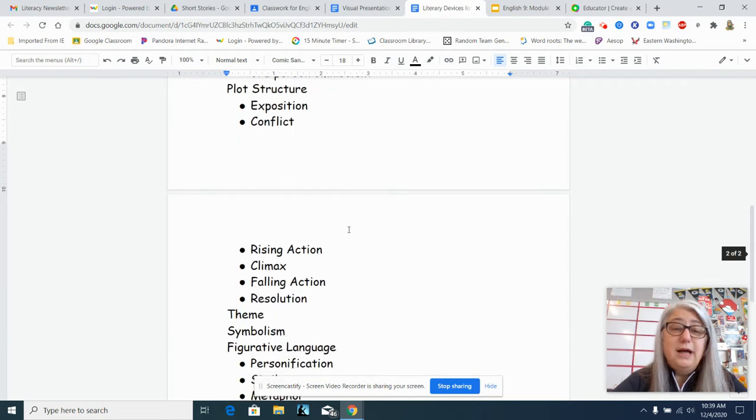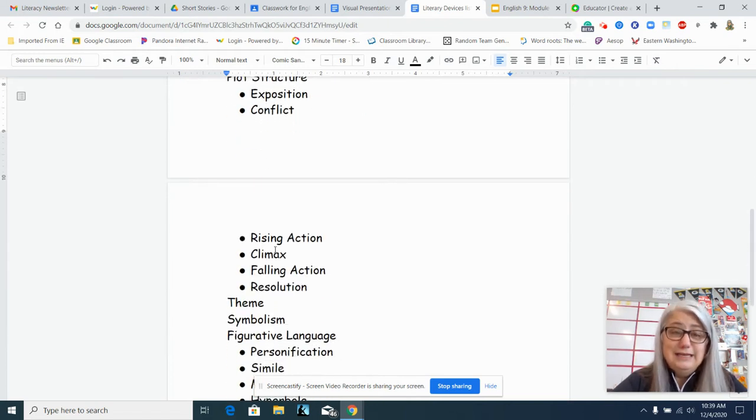You're going to do plot structure. So we did a Google Slides on this. So make sure, and this is actually also part of your summary of the story. So exposition, where it begins, what is the conflict, what are some of the events that lead up to the climax. The rising action is where those events create the conflict and make it more and more serious.